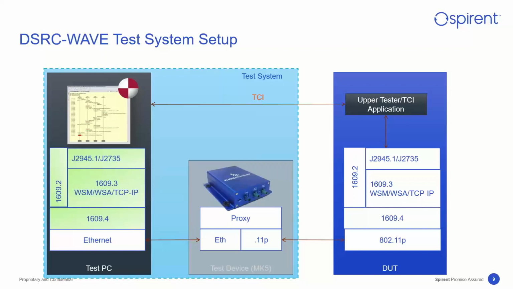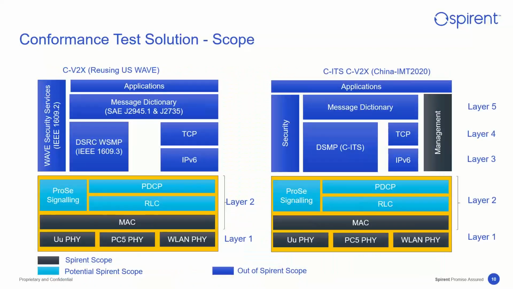And if we look at it beyond the US protocol stack, which is the focus for OmniAir, we also have coverage for the China protocol stack. Pretty much similar architecture here with support for DSMP, for the message dictionary, as well as for the application layer.